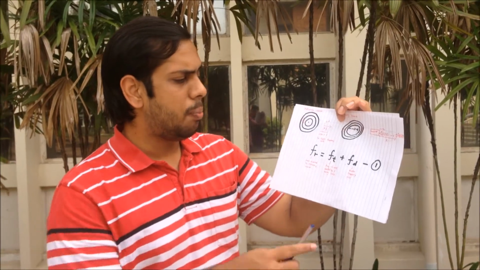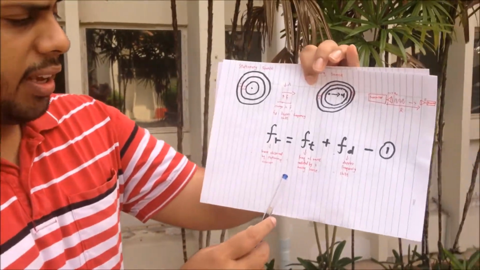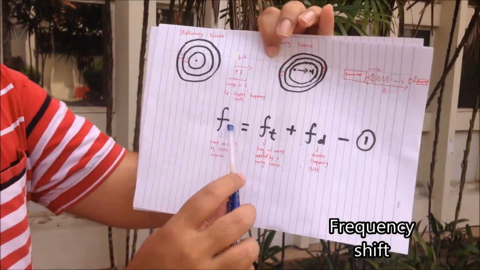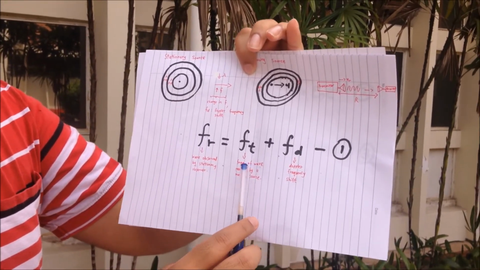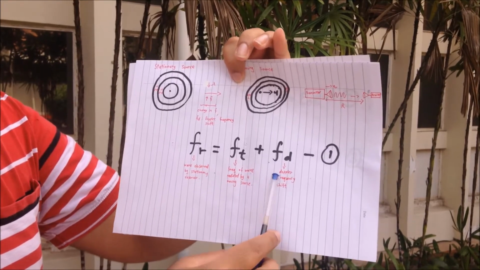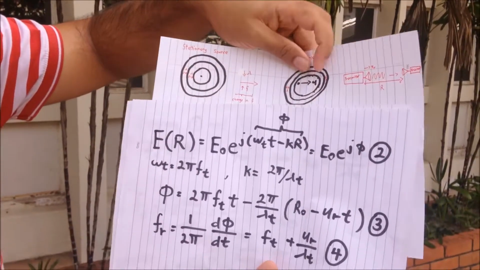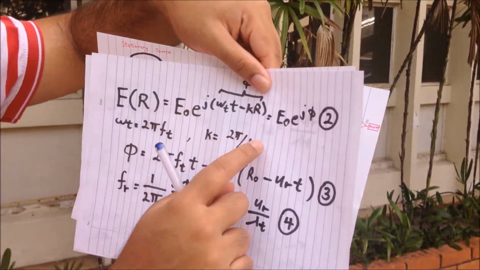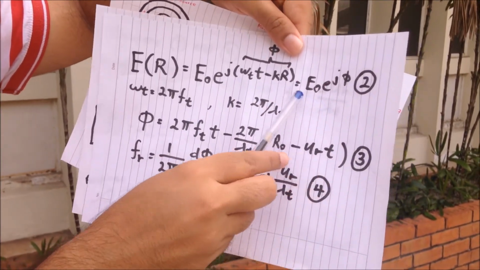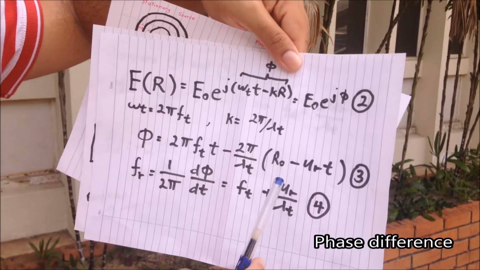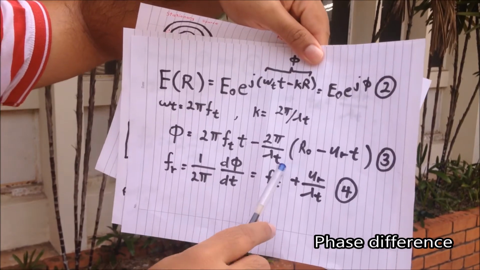I'm going to talk about the Doppler frequency shift and how to determine it. The first important formula for the observed wave is Fr equals Ft plus Fd. Fr is the wave observed by a stationary observer, Ft is the frequency of the wave radiated by the moving source, and Fd is the Doppler frequency shift. This first equation can be related to an electric field, or basically any wave equation that has a phase and a direction of propagation.